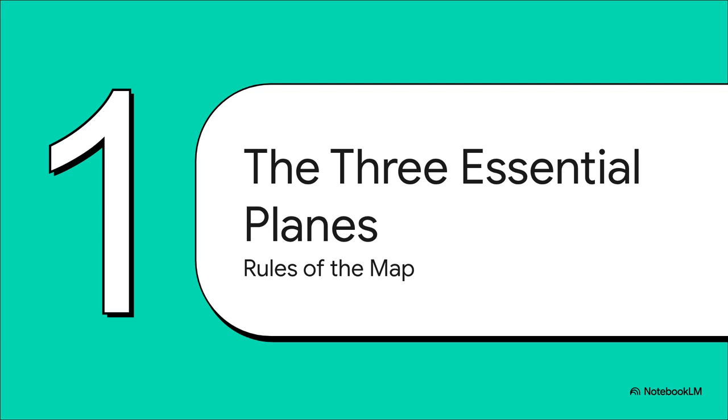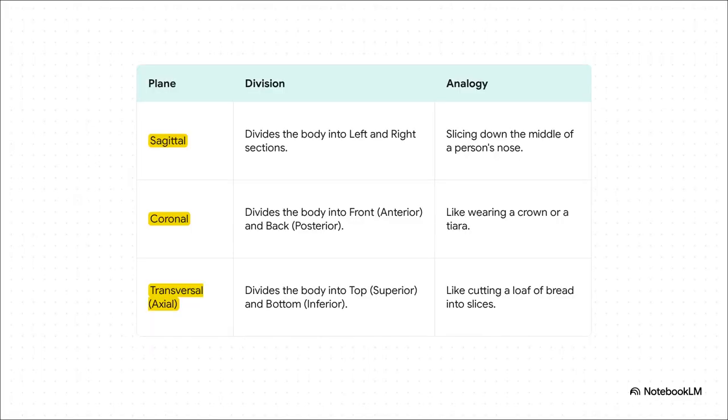Okay, so let's dive right in. Before we can take our tour through the body, we've got to understand the rules of the map. And it turns out there are 3 essential ways to slice the body to get a clear view. We call these the anatomical planes. So the key here is just getting your head around 3 ways of looking at the body.